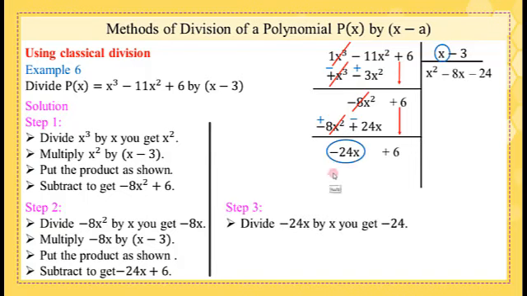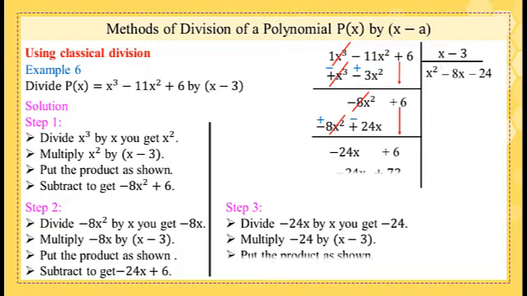Step 3. Divide minus 24x by x. You get minus 24. Then multiply minus 24 by x minus 3 and put the product as shown. Minus 24x plus 72. Then subtract minus 24x plus 24x equals 0 plus 6 minus 72 equal minus 66. Now if we want to divide minus 66 by x, we cannot, so we will stop the division.